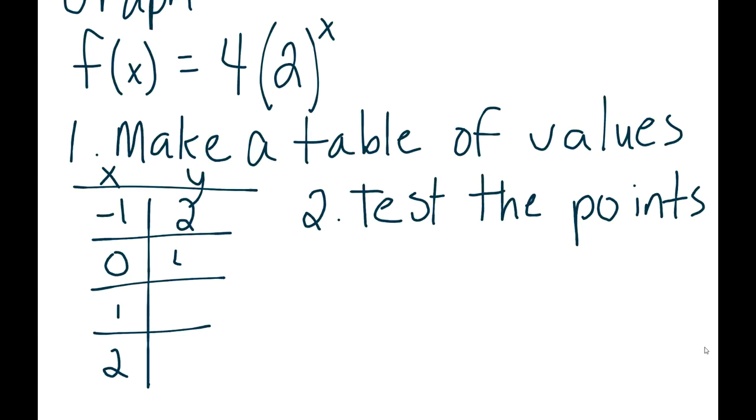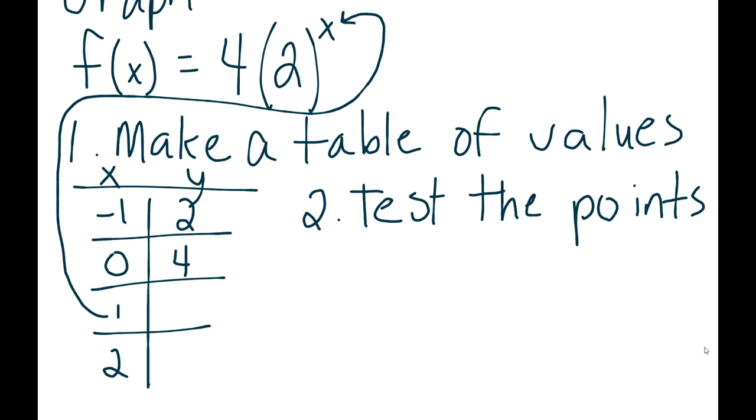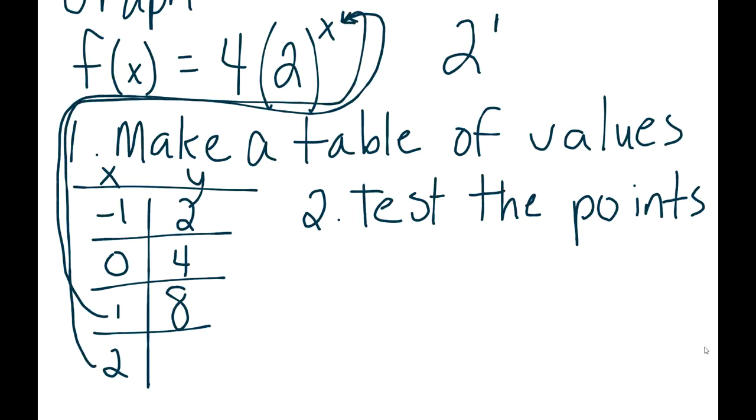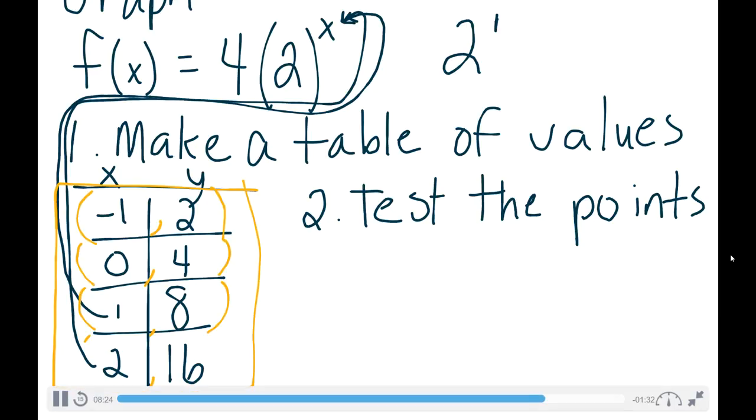1 times 4, 4. When I put 1 in, and for all of you wondering where is she going here, I'm putting it into the x. So 2 raised to the first power is just 2, and then take it times 4 is going to be 8. Then do the same thing here. Take your 2 up. 2 times 2, 4. 4 times 4, 16. So remember, your table of values becomes your ordered pairs. And we're going to go plot these and see what it looks like.